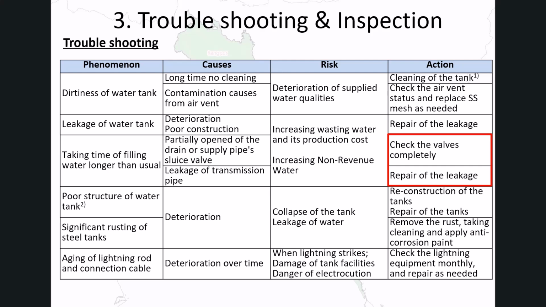For example, if you observe that water filling takes a long time, it could be caused by an open drain valve or leakage. And the troubleshooting table guides you to the necessary action to take. In this case, you have to check the drain valve condition or fix the leakage. This is how what we learned in the confirmation points and necessary actions can be quickly applied by referring to the troubleshooting table.